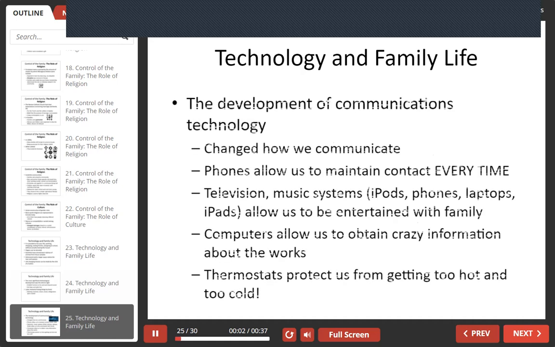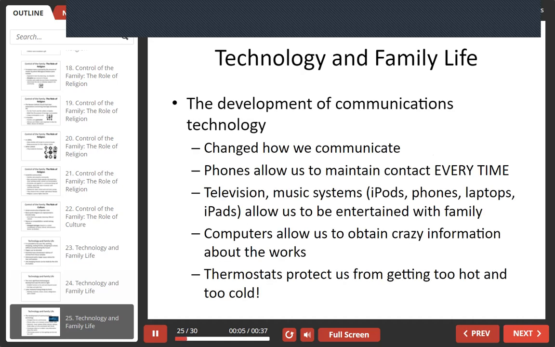And the development of communication technology changed how we communicate. Phones allowed us to communicate and maintain contact at any time. Television, music systems such as iPods, phones, laptops, iPads, even MP3s allow us to be entertained with family. And computers allow us to obtain vast information about the world. And thermostats, for example, protect us from getting too hot or too cold rather than a simple fire.